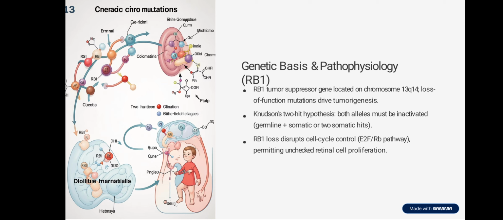What is the genetic basis and what is the pathophysiology behind retinoblastoma? The RB1 tumor suppressor gene is located on chromosome 13q14, and loss-of-function mutations drive tumorigenesis. Knudson's two-hit hypothesis says that both alleles must be inactivated. It's either germline plus somatic, or it might be two somatic hits. RB1 loss disrupts cell cycle control, the E2F-RB pathway, permitting unchecked retinal cell proliferation.